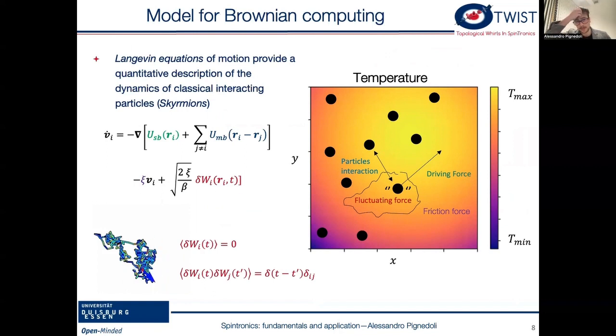To go into more detail of what we do, we first consider a system of N particles, like I said, and we study their time evolution. The time evolution obeys Newton's equation plus a stochastic term, written here in red, which describes thermal fluctuations in the system. Studying the system with differential equations allows us to study the properties of the system of N interacting particles. At the end of the day, what we want to do is to study the configuration of these N particles, varying the external parameters, and map the densities of the distribution of particles to the solution of the problem that we want to solve.